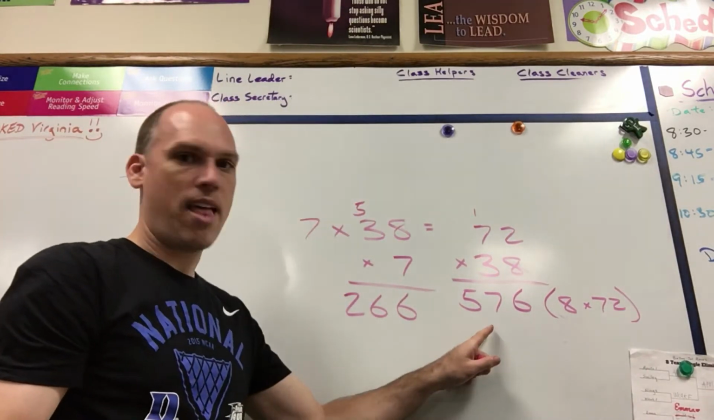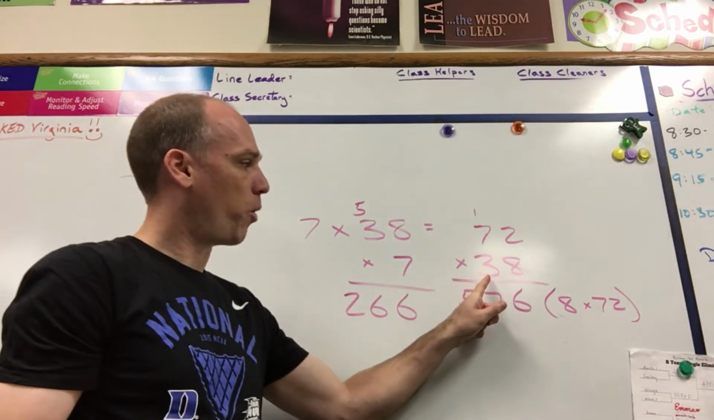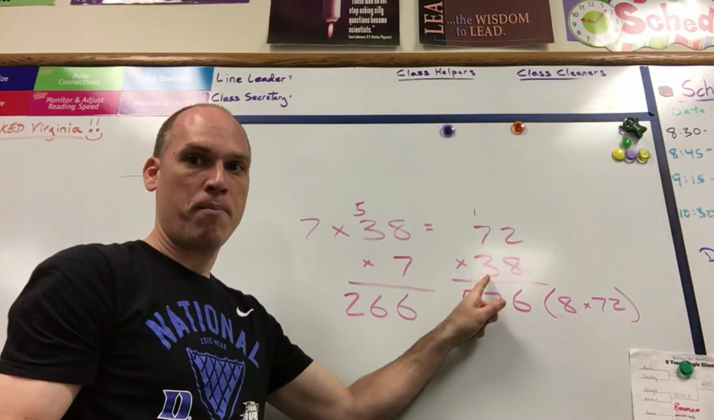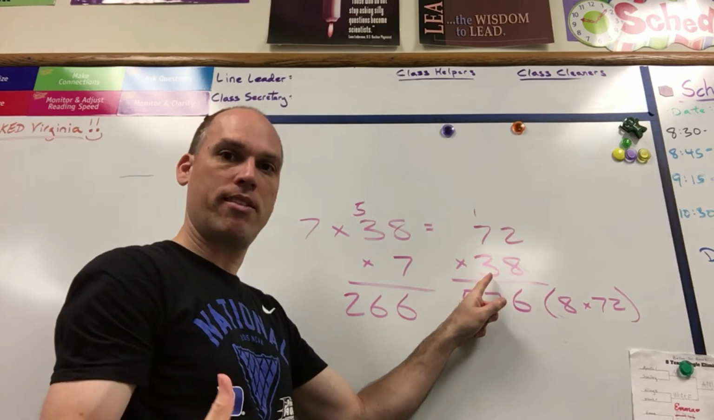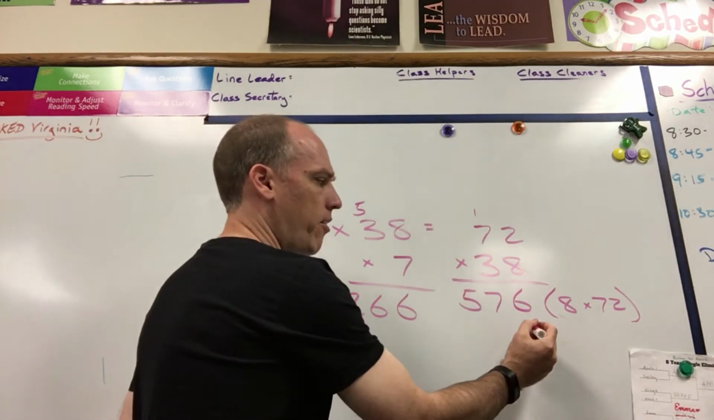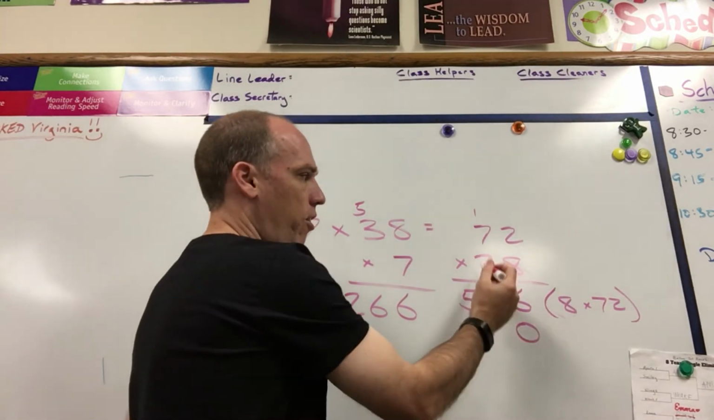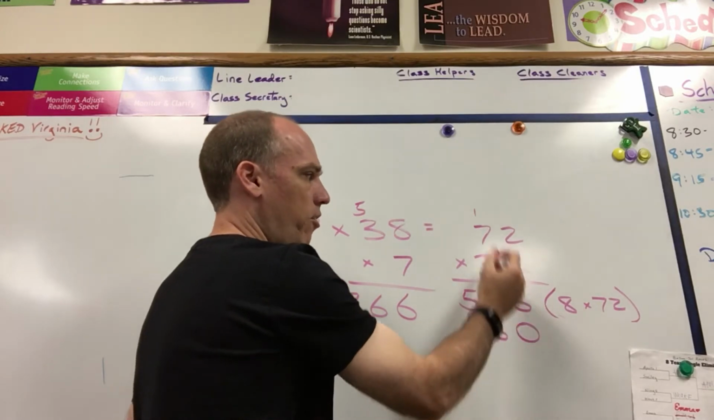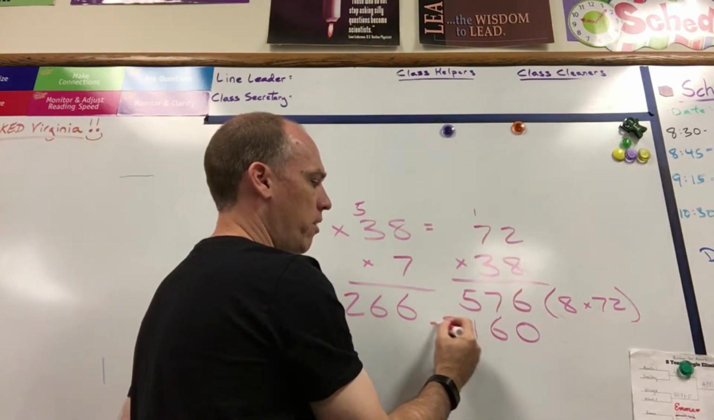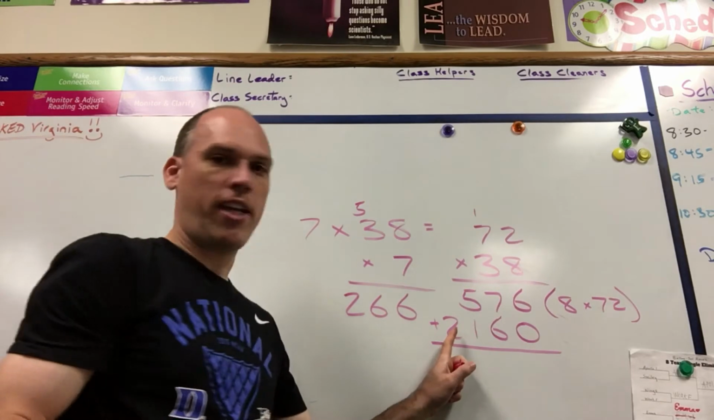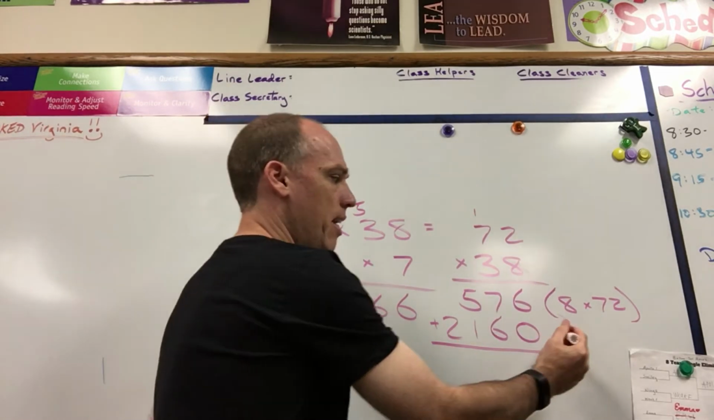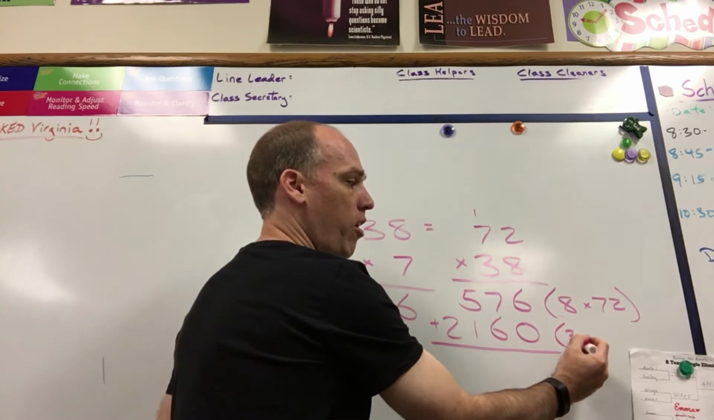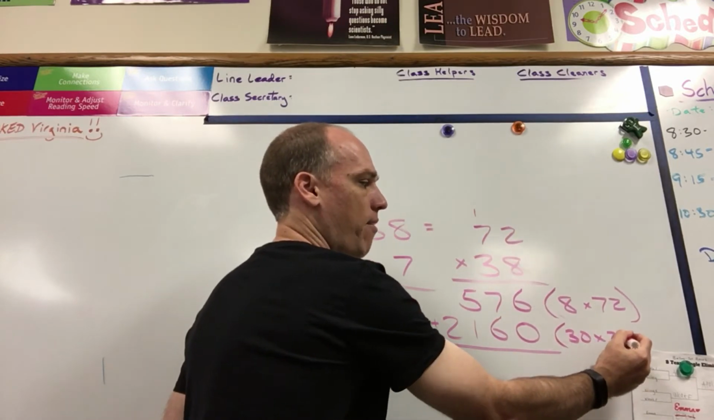Okay? And then we're going to multiply by 30, which is the same as multiplying by 3 plus a 0 added to the end. So let's go ahead and add our 0. 3 times 2 is 6. 3 times 7 is 21. Again, where did that 2,160 come from? It's the answer to multiplying 30 times 72.